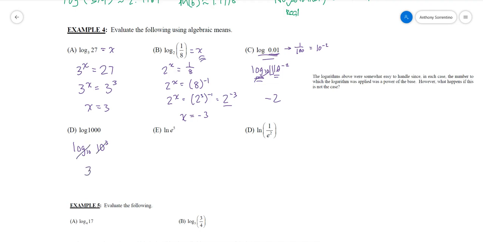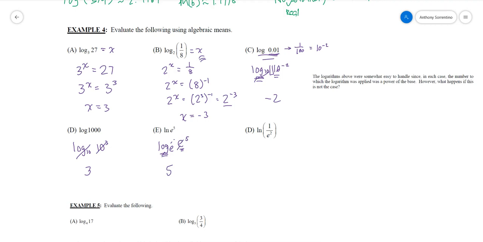These cancel. This is just 3. So for E, what's the answer for the natural log of e to the 5th? Well, as we said before, this is the log base e of e to the 5. And much like C and D, I have a log of the same base right next to an exponential of that same base, with nothing in between them. So they just cancel, and you're left with just the exponent.